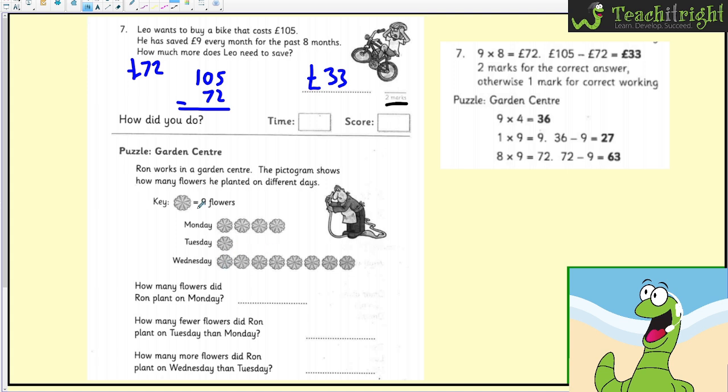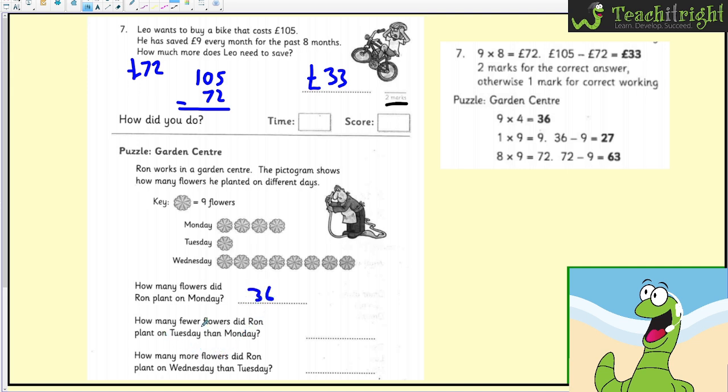For the puzzle, you need to realise the key, so each of the pictures is 9, so we know, for example, Monday it's going to be 4 lots of 9, Tuesday 1 lot of 9, and Wednesday 1, 2, 3, 4, 5, 6, 7, 8 lots of 9. So how many did he plant on Monday? Well, that's going to be 4 times 9, which is 36.